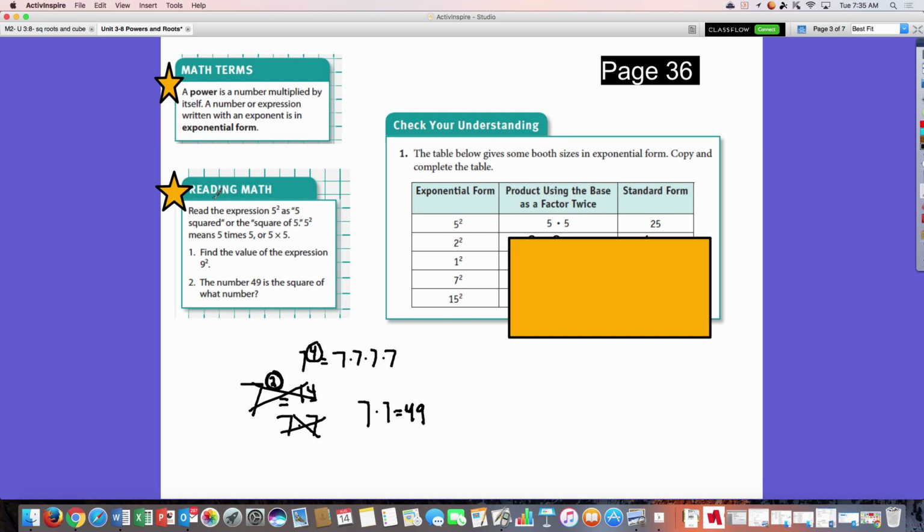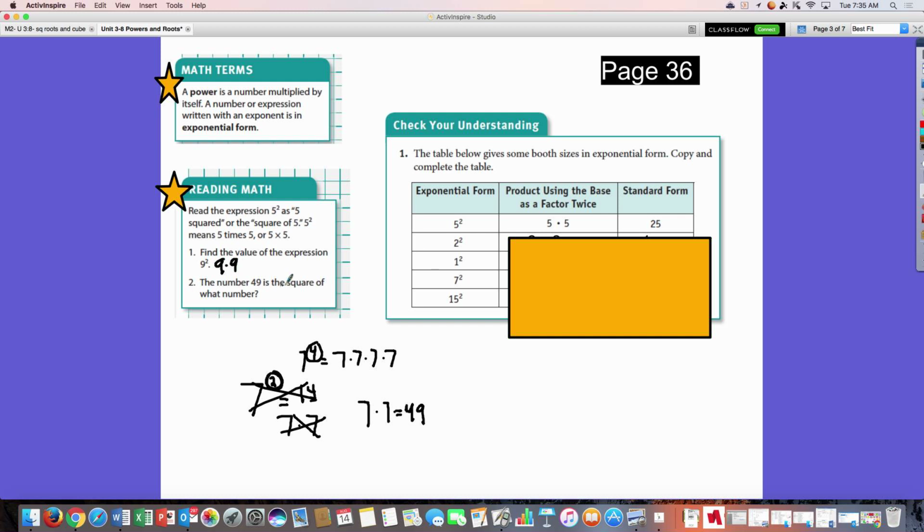Whatever this number is, that's the power. Let's jump down here to reading math. Read the expression 5 squared as 5 squared, or the square of 5. And that means 5 times 5. So like this one, find the value of the expression 9 squared. That would be 9 times 9.